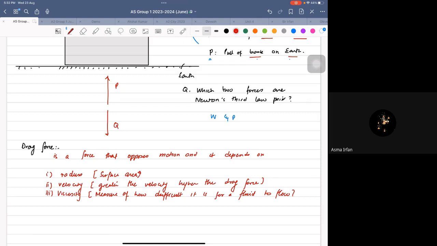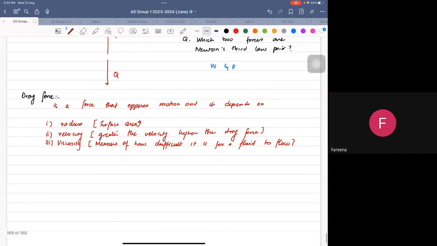Is it clear, everyone? Any question? Sir, can you repeat it one more time? Yes. What I'm saying is, for radius, radius means how big the object is, because that would control the surface area, right? So a small object would move faster through any fluid, but a big object would have more resistance to the motion. Do you get it?